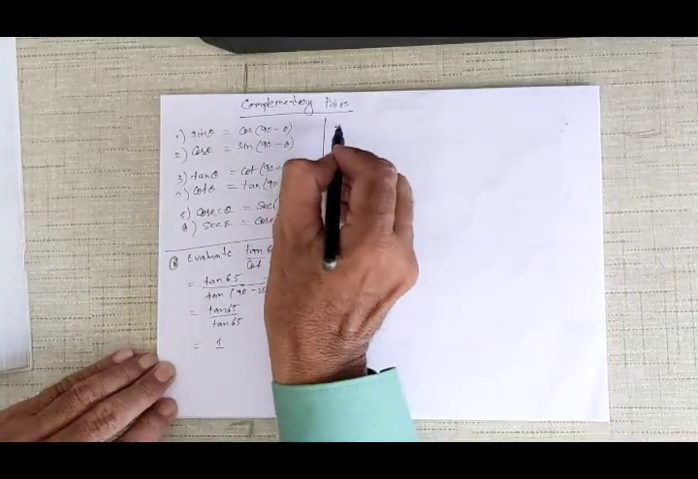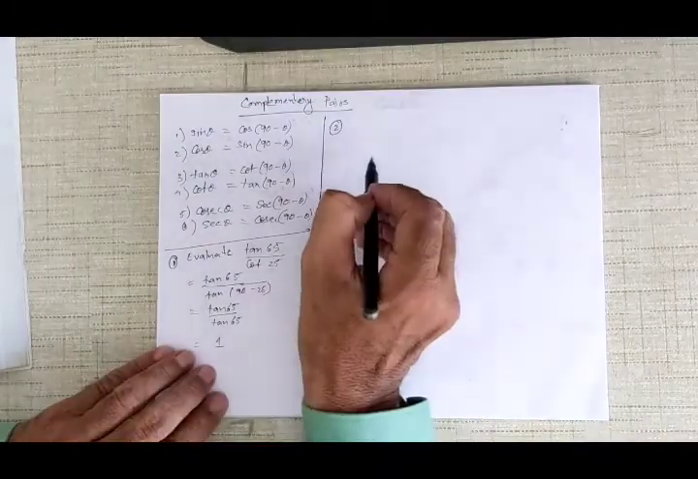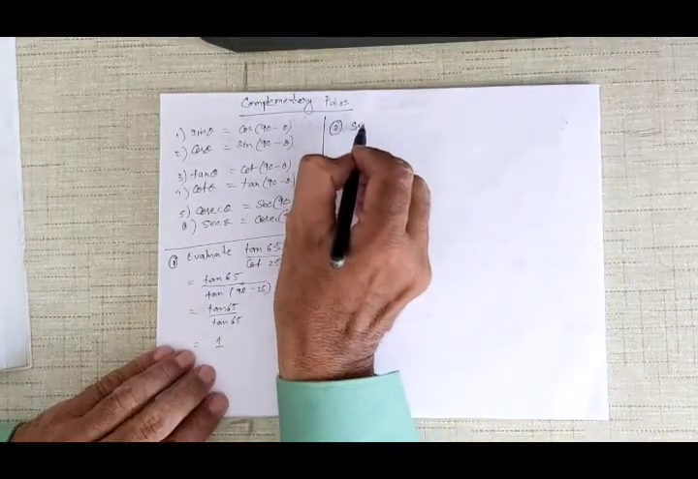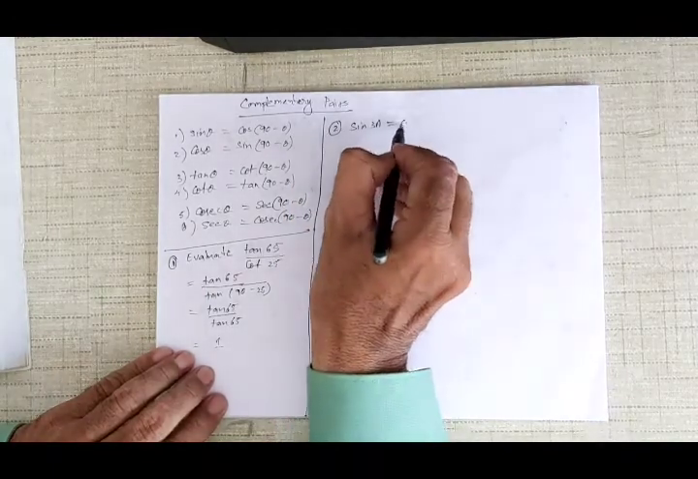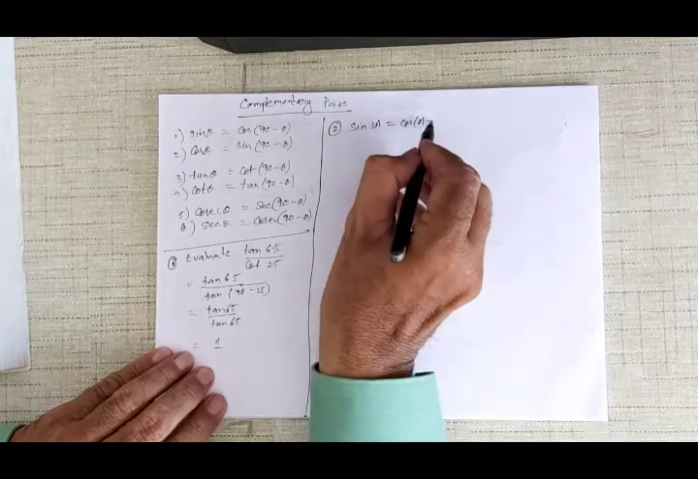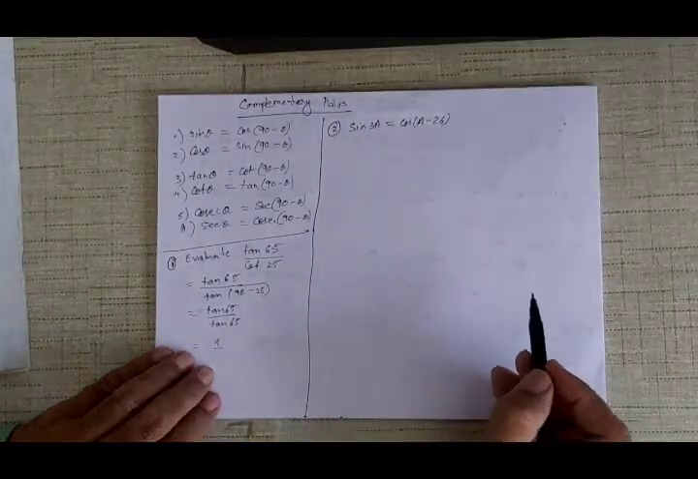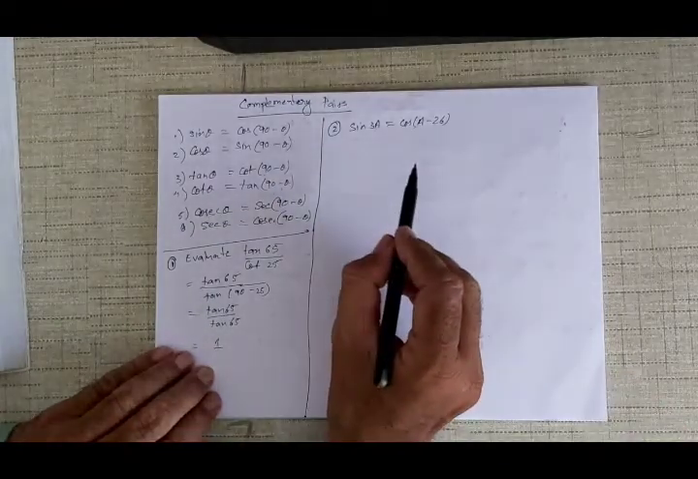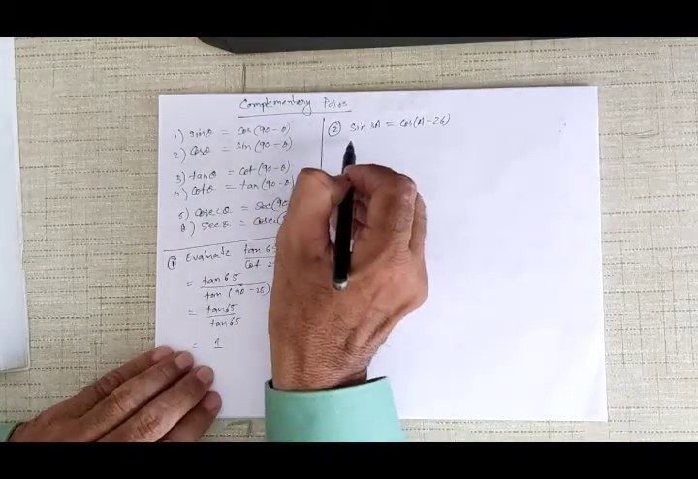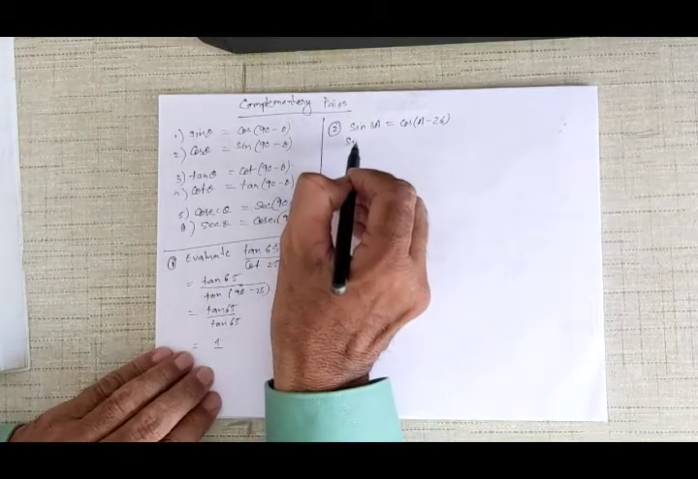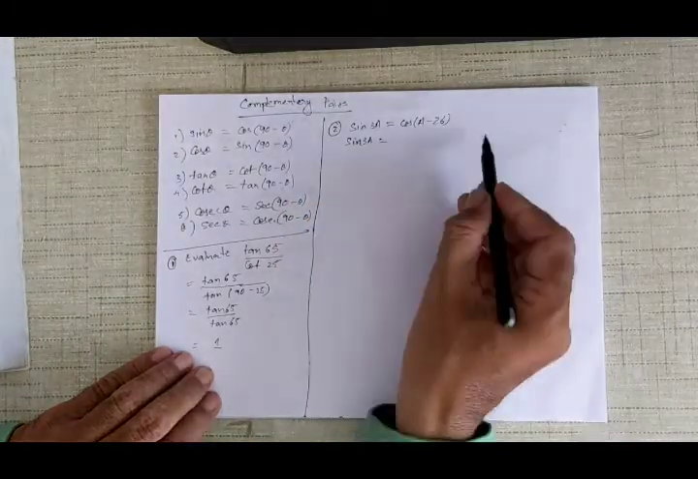Let's take the second one. It says sin 3A is equal to cos(A minus 26), where 3A is an acute angle. Find the value of A. So sin 3A is equal to cos(A minus 26). For sin 3A, I can change sin into cos or cos into sin.